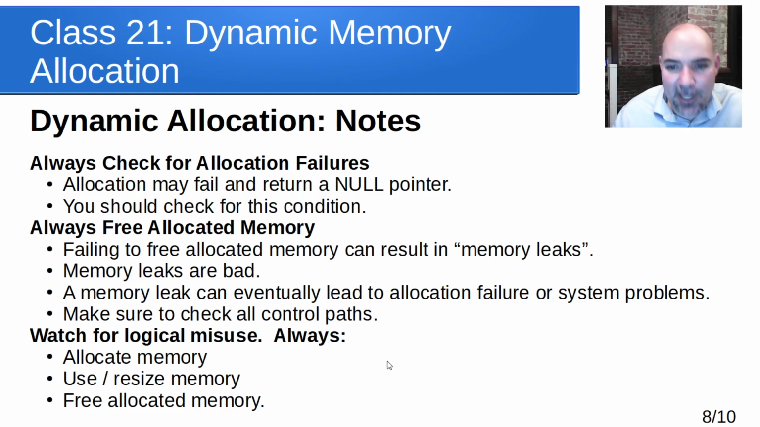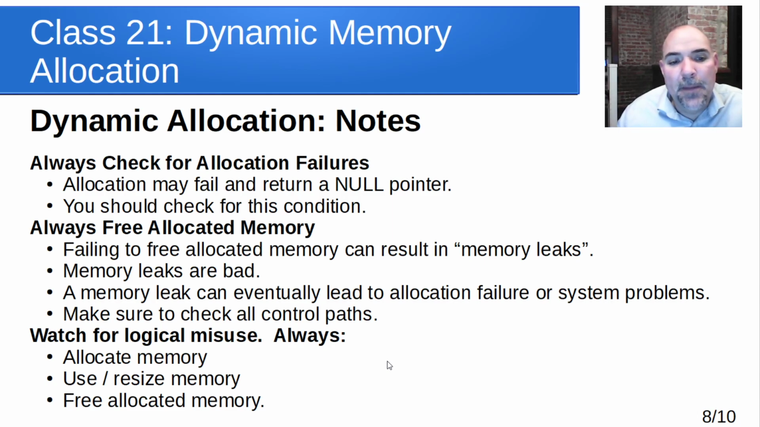So any allocation you have, any malloc or calloc or realloc you do, make sure to call free on that. And make sure to check all control paths. So in other words, if you have a function that can return by an if statement and a function that could return down below without an if statement, make sure you check every path that could exit that function. If you've malloc'd something in there, it needs to be freed, make sure you free it in every one of those control paths.